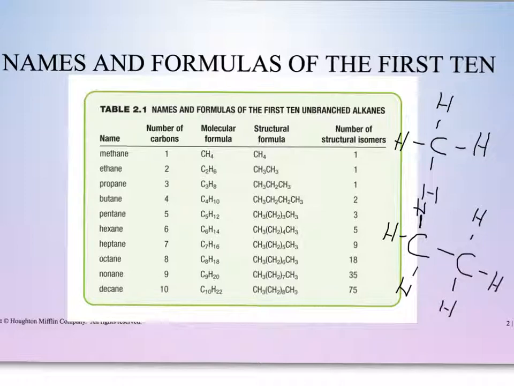I would continue down the list. 3 carbons would be propane. 4 carbons, butane, 5 pentane, 6 hexane, 7 heptane, 8 octane, 9 nonane, and 10 decane.